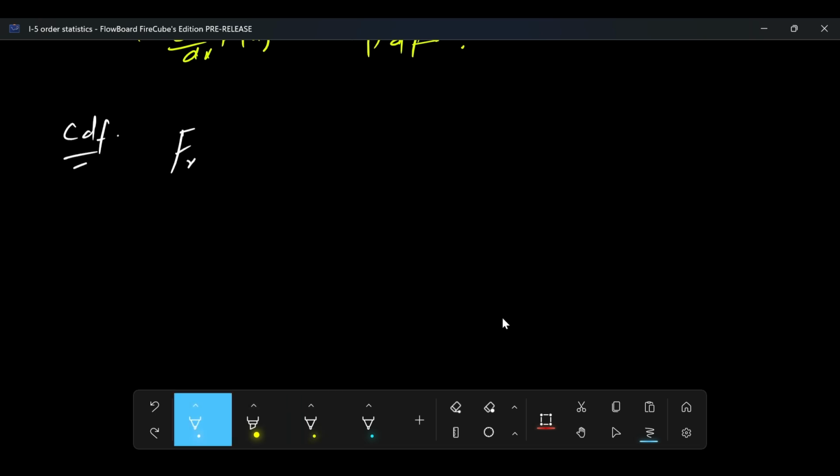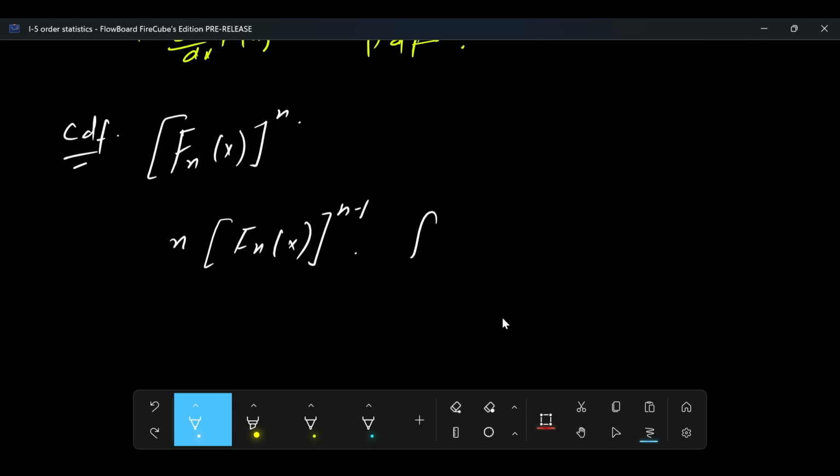The CDF is F_n(x) = [F(x)]^n. Now differentiate this function, what will we get? We will get n [F(x)]^(n-1) into d upon dx of F(x), the internal differentiation, which is f(x), the PDF. This is the PDF of the nth order statistic, and this is the CDF of the nth order statistic. Right?